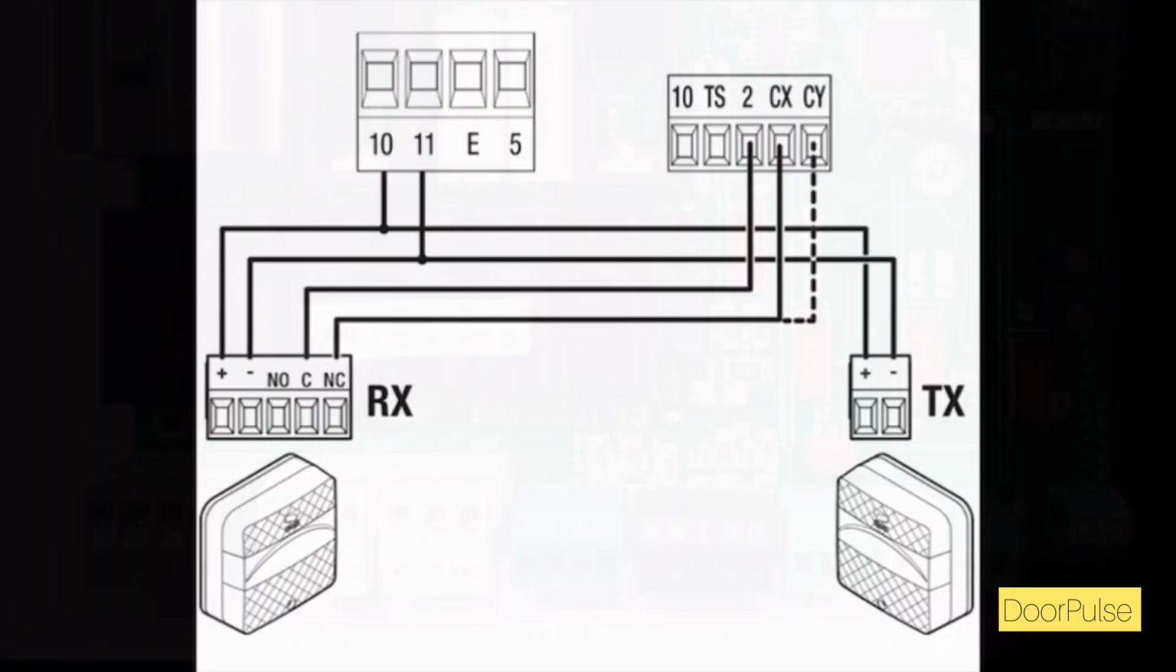Standard connections of Delta photocell. This is the diagram of safety devices connections. This controls power supply for sensors. These are relay wire connections.